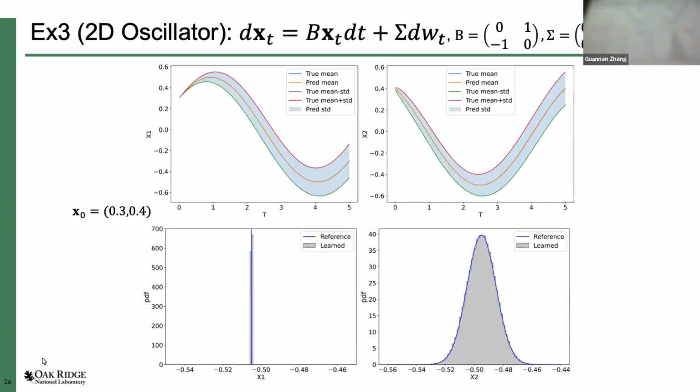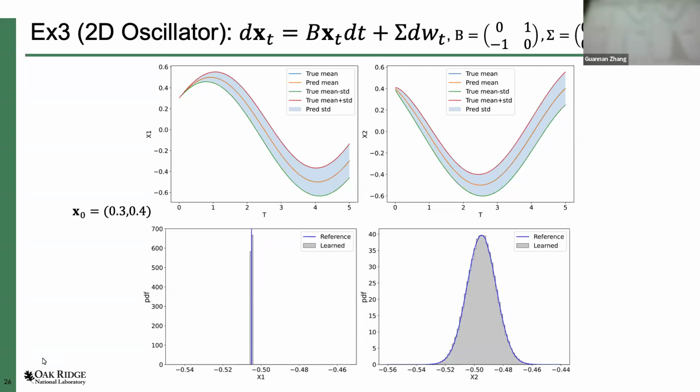So here's another example of a 2D oscillator. Basically, it's still an OU process, but we have anisotropic transport along one direction. It's like a delta function. There's no diffusion, you can see. Along the other one, there is diffusion, and we can also learn this dynamics pretty well.